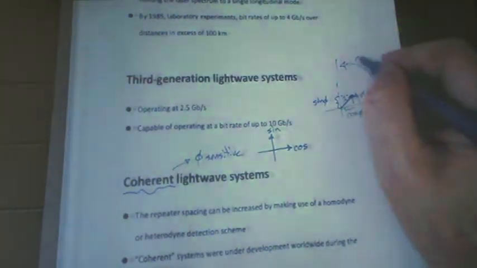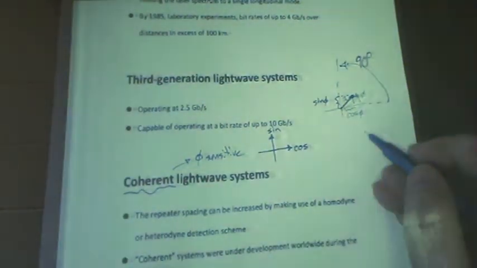This is 90 degrees. 90 degrees, another 90 degrees is 180. I just turn +1 into -1. Another 90 degrees is 270. Another 90 degrees is 360. I'm back to 0. In terms of radians, that's halfway around, pi, all the way around is 2 pi.